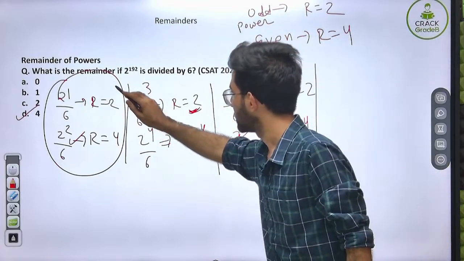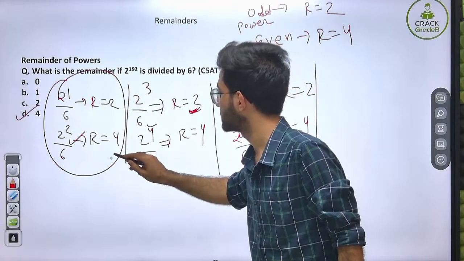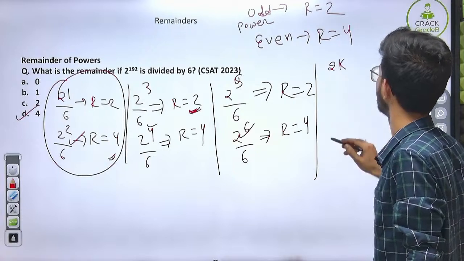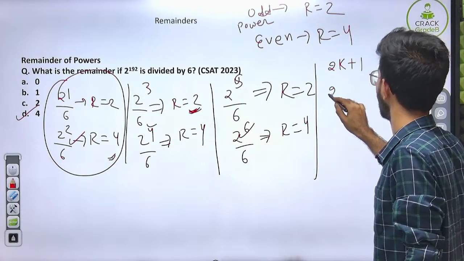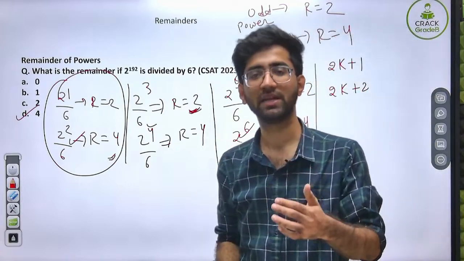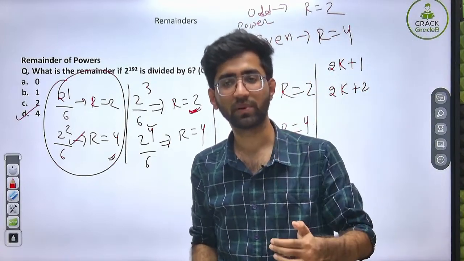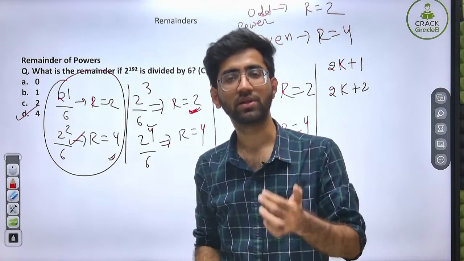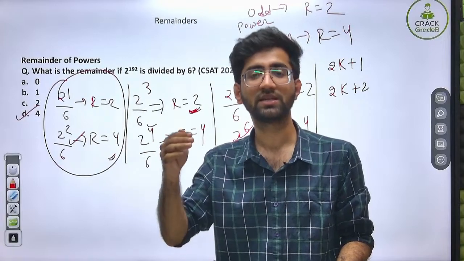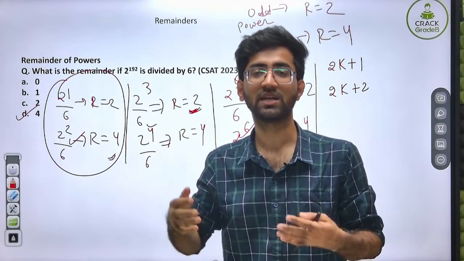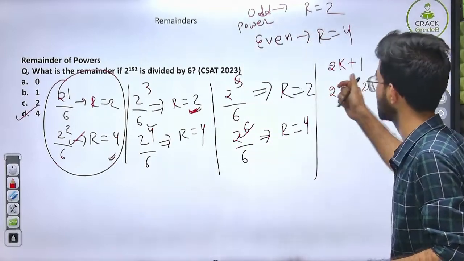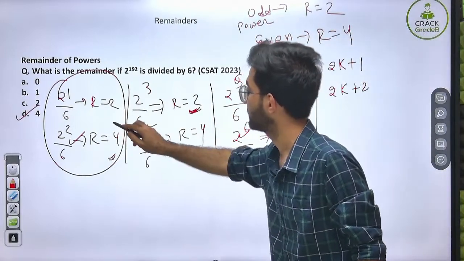See, remainders have started to repeat itself after second power. So you can write simply 2k plus 1 and 2k plus 2, in that way that we have written earlier, 4k plus 1, 4k plus 2, 4k plus 3, 4k plus 4. Why? Because the remainders started to repeat itself after the fourth power. But in this question, the remainders have started to repeat itself after second power.